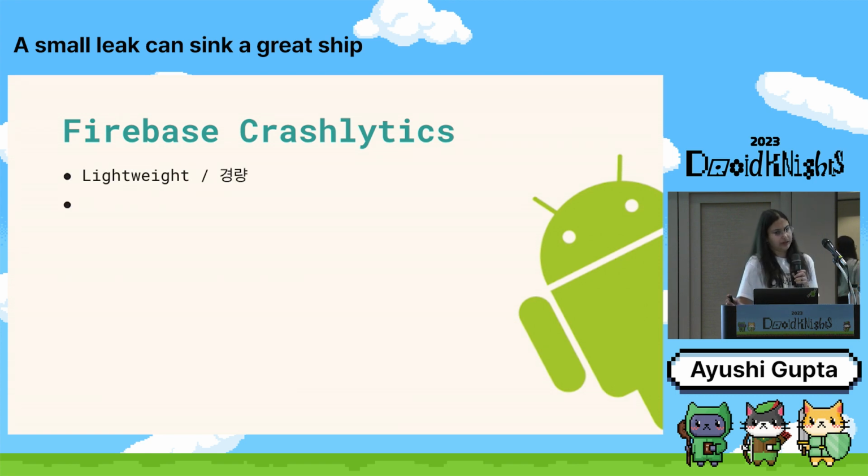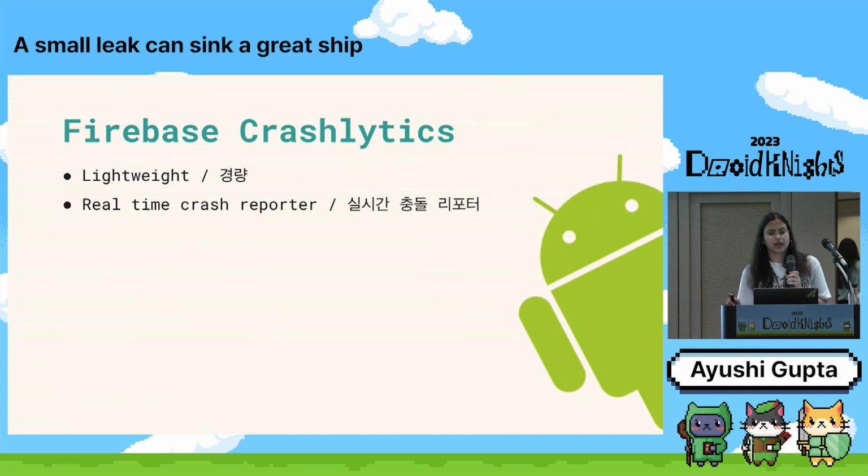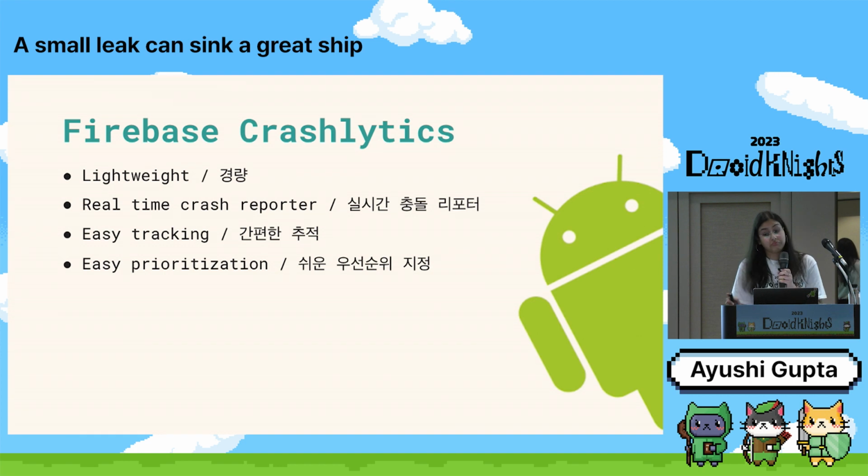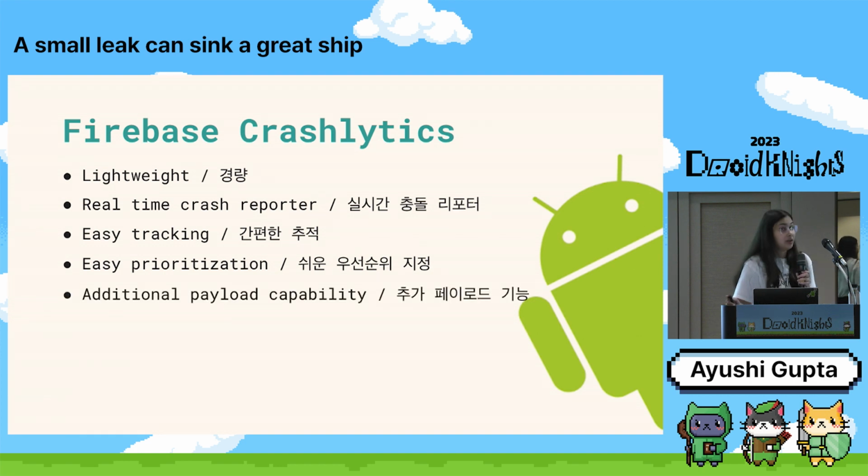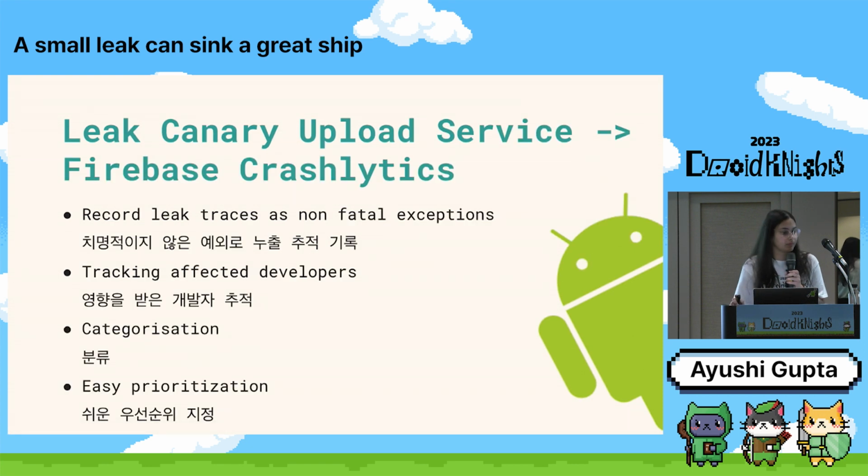It's pretty lightweight, an almost real-time crash reporter. You can easily track what's happening, and on what device, and you can even have additional info. There are options to add additional capabilities in it. And you can see the number of developers who are getting affected by that particular leak trace. So it's quite easy to prioritize fixing those stability issues.